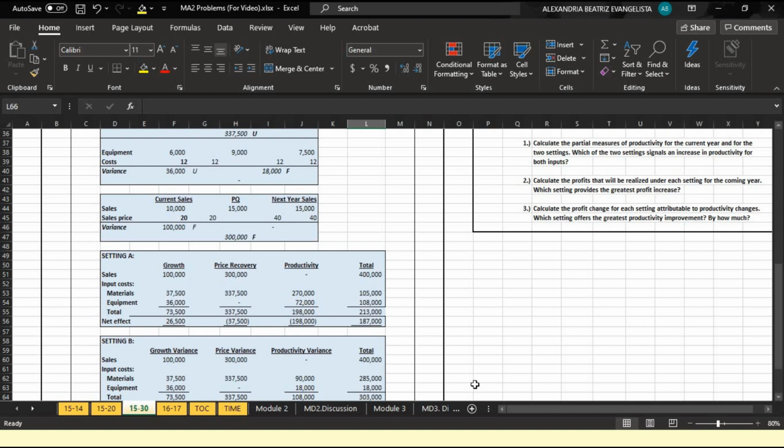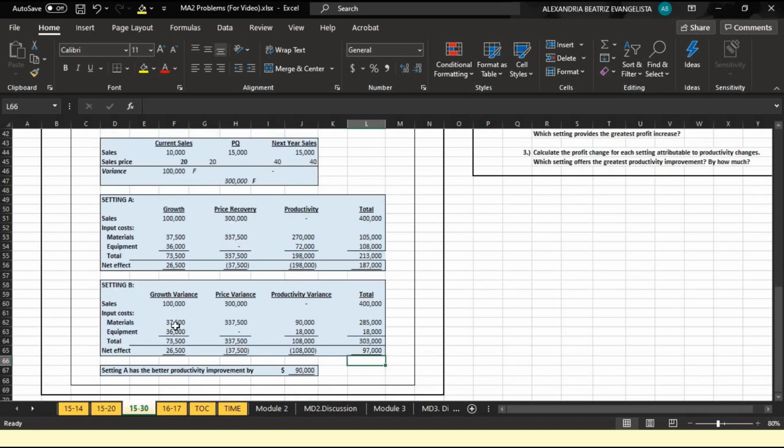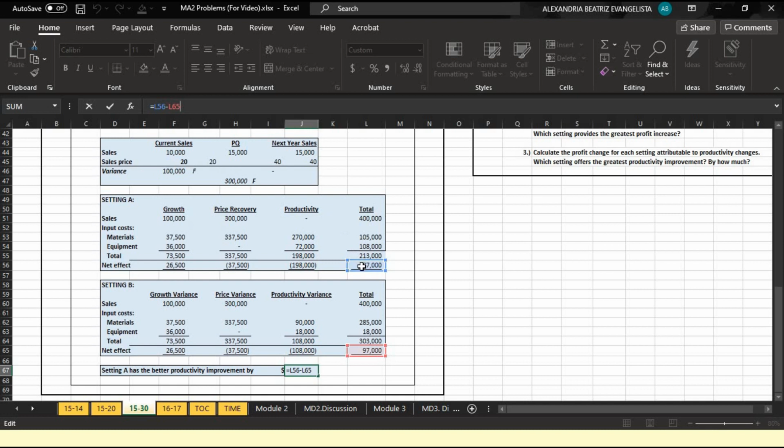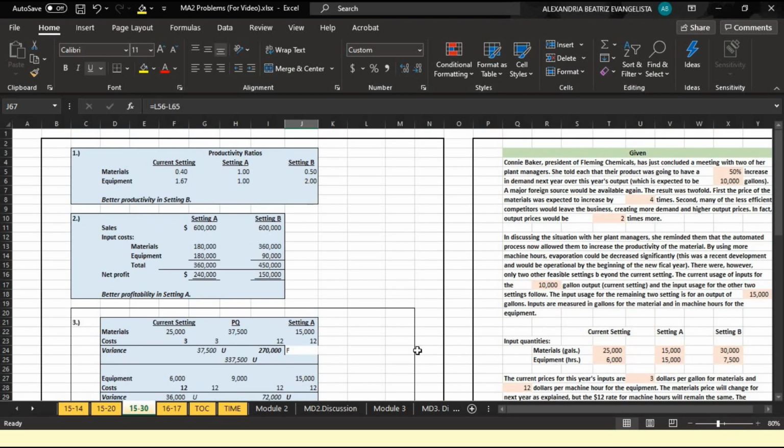So answering the question, which settings offer the greatest productivity improvement and by how much, it is clear that setting A has a better productivity improvement by, is computed by 187,000 net effect for setting A less 97,000 net effect for setting B, and that is 90,000. So that is for this problem.